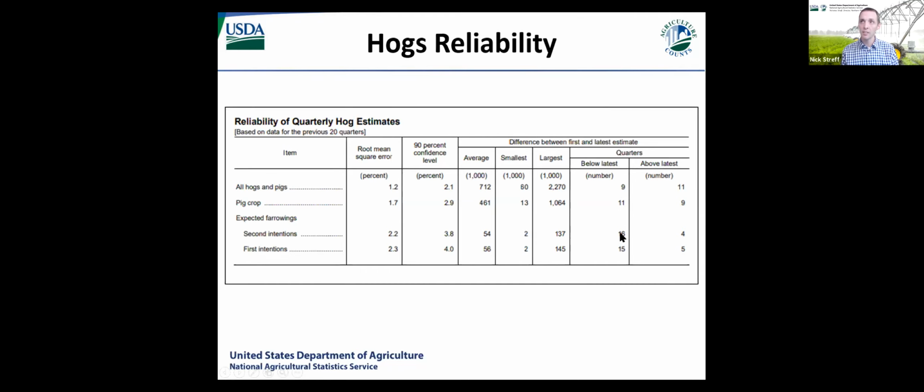Now you can get down here and look at expected farrowings. I'm not going to shy away from this. It looks like we're normally a little low when it comes to expected farrowings, but in total on inventory and even on pig crop, you can see we're about 50-50 too high or too low.